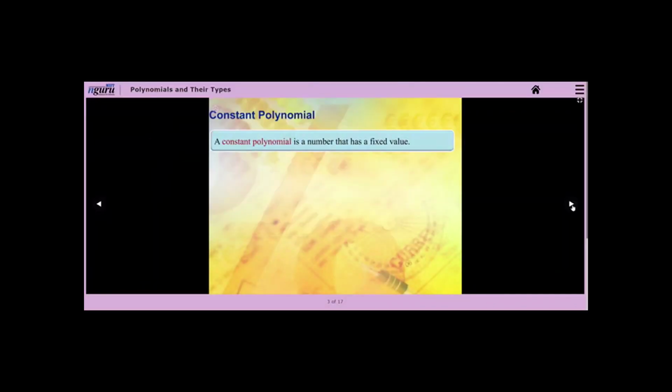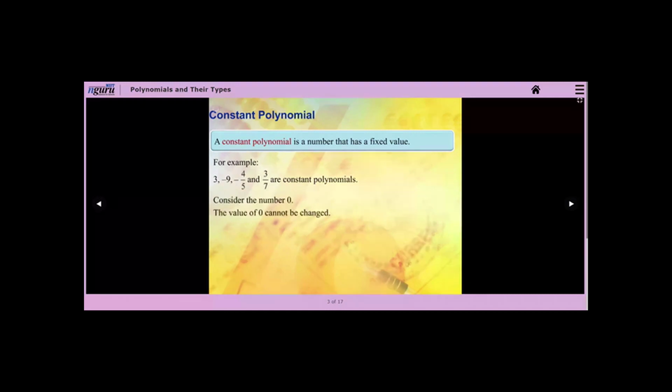A constant polynomial is a constant value. For example, 3, minus 9, minus 4 upon 5, and 7 are constant polynomials. Consider the number 0. The value of 0 cannot be changed.